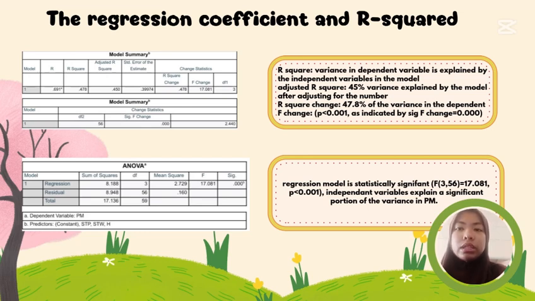This low p-value strongly suggests that the observed relationship between the independent variables and PM is not likely to have occurred by chance. In other words, it is highly probable that the independent variables have a meaningful and statistically significant influence on the variation observed in the dependent variable, PM.